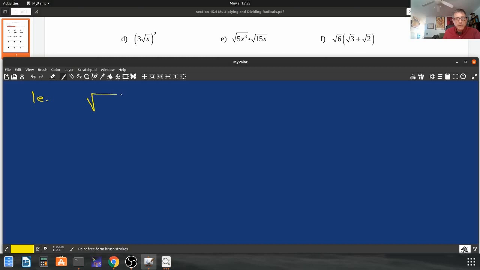The square root of 5x cubed times, notice all of that's under the radical sign, the square root of 15x. Well, I'm going to use the product rule. Now I'm going to multiply the numerical coefficients first, and then the x term second.